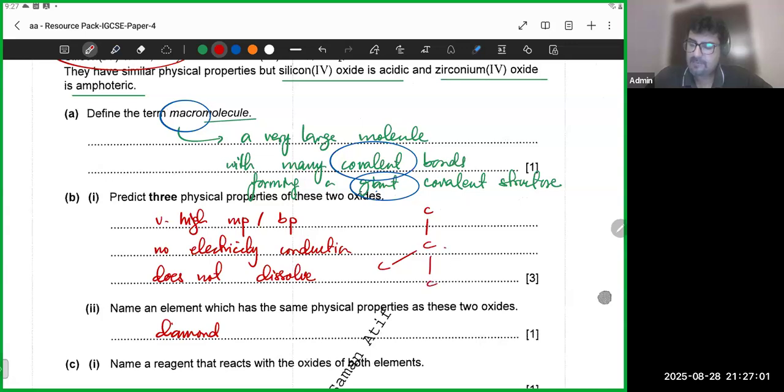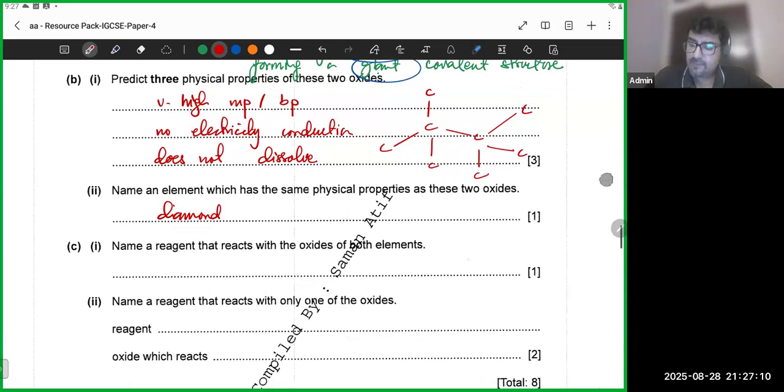Diamond was a carbon atom bonded to four other carbon atoms, which were again then bonded to carbon atoms, right? And it just went on. It was a tetrahedral structure. It was a giant structure. Silicon oxide had exactly the same structure. One silicon bonded to four oxygens.